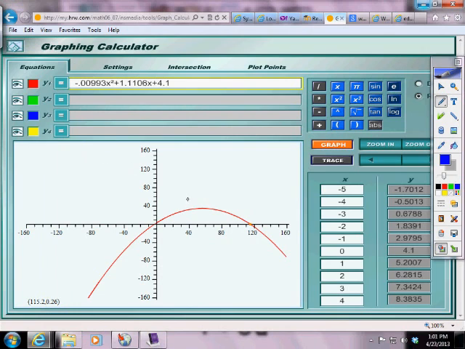And that's why a graphing calculator can be very useful. And I'll show you how to use your graphing calculator in class. And if you don't have one, I'll show you where to go to get an online graphing calculator.